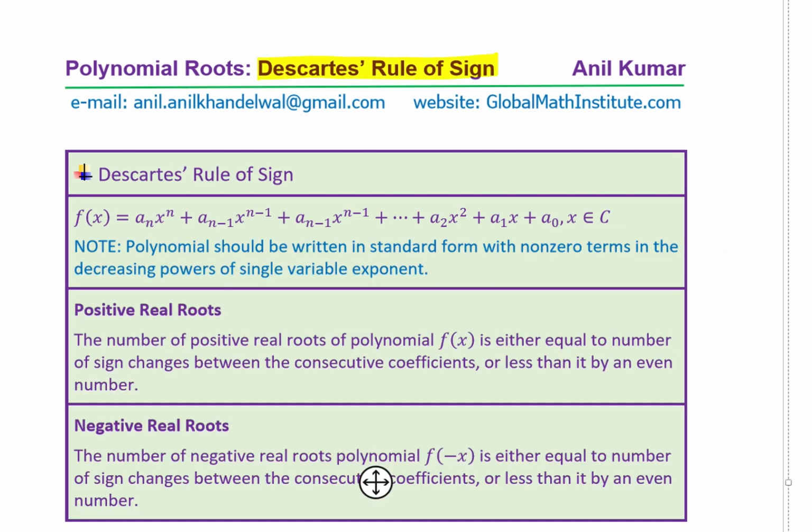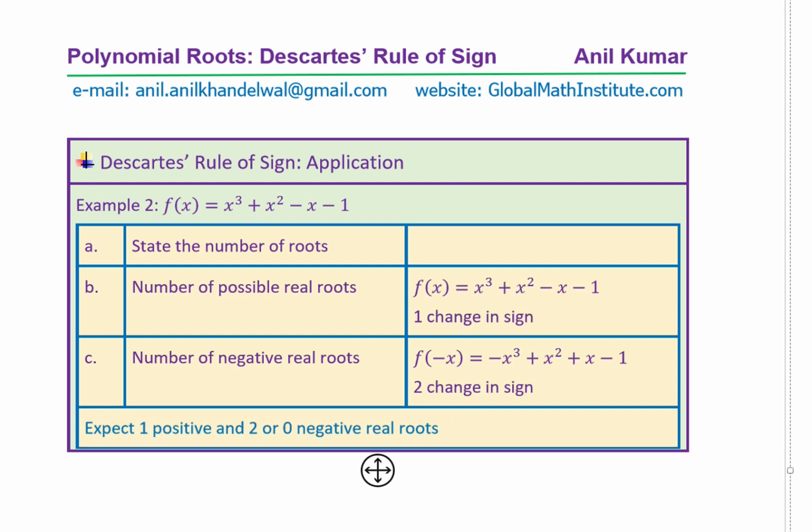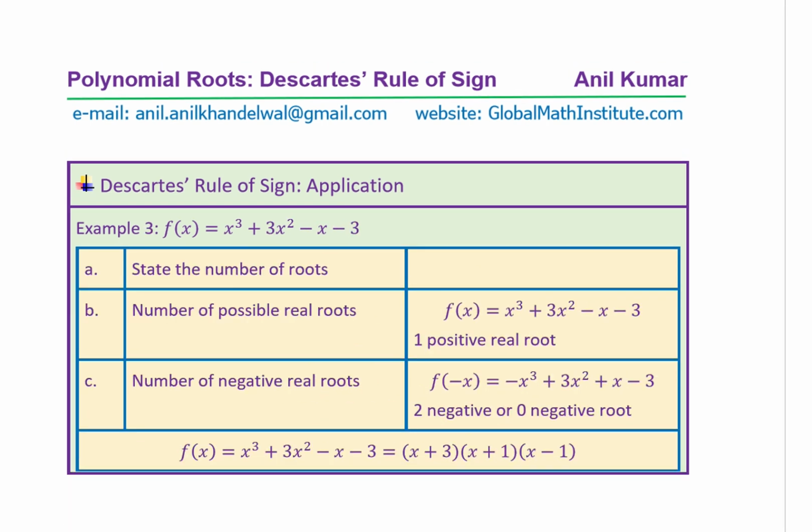That is given by the Descartes rule of sign. We are going to discuss this now. Once we discuss, after that, I'm going to take 7 examples. So these are the examples one by one. We'll try to understand these polynomials.